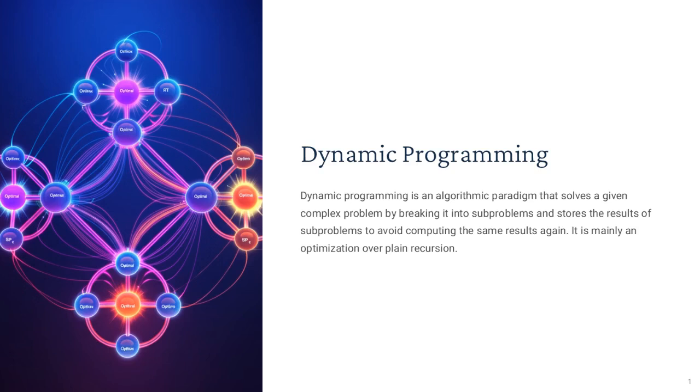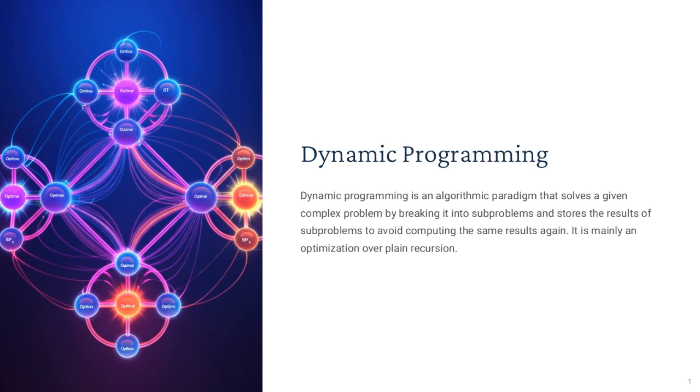Dynamic programming is a systematic approach to solving complex computational problems by breaking them down into smaller subproblems. These subproblems often overlap, meaning the same calculations are repeated multiple times when using a naive recursive approach. Dynamic programming avoids redundant computations by storing the results of solved subproblems and reusing them whenever needed. This makes it a more efficient alternative compared to recursion or divide and conquer techniques.